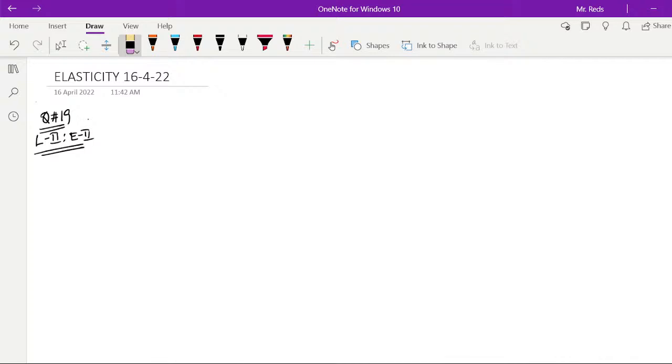Right, okay. So it is given that a wire of length L and cross-sectional area A is suspended at one end from a ceiling. Let us consider this is the ceiling, and a wire of length L is suspended from this.